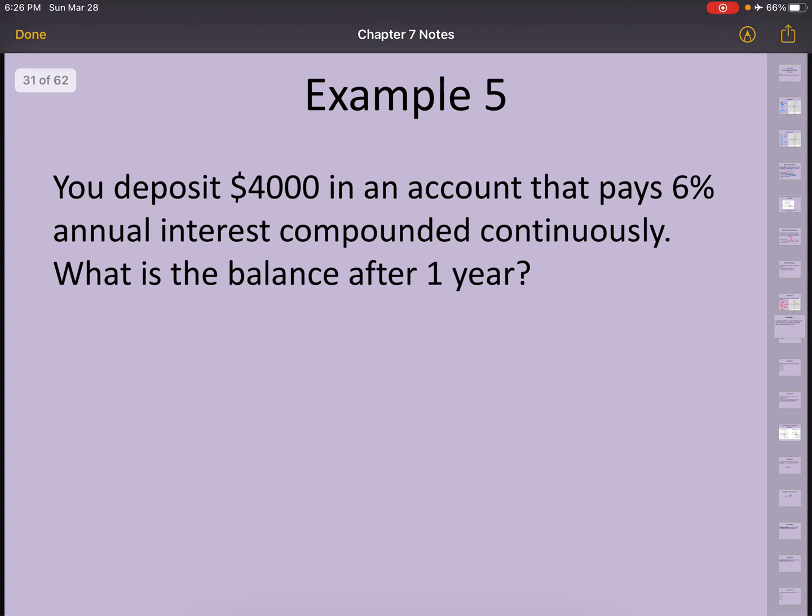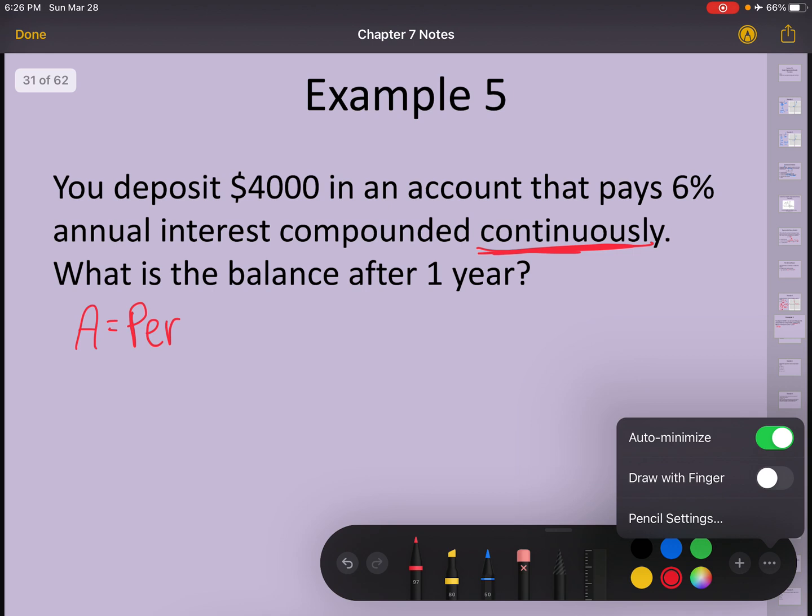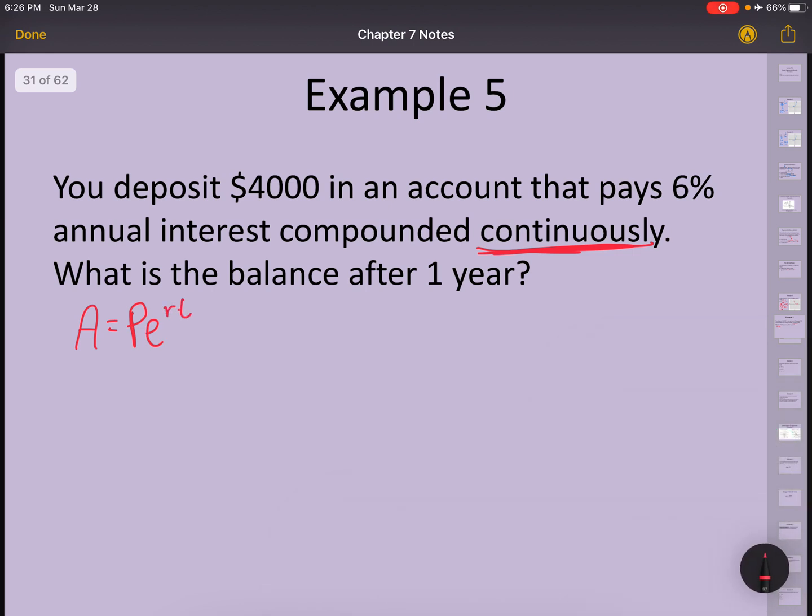So in our last example here, you deposit $4,000 into an account that pays 6% annual interest compounded continuously. So this tells me I need the compound interest continuously formula, A equals P e to the R times T. So what is the balance after 1 year? So we're finding the amount, but the principal is $4,000 times e to the rate, but 6% as a decimal. Put it on the end and move it 2 places. So it's 0.06. And then for 1 year, so T is 1.